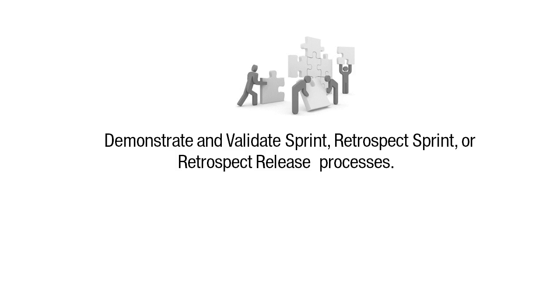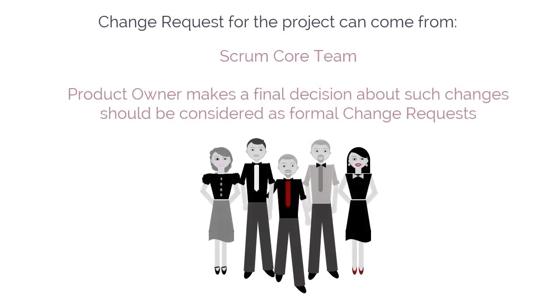Ongoing interaction between the Scrum core team members may motivate them to suggest changes or improvements to the product, service, or some other part of the project. Usually such changes, like any others, are captured in change requests, and the product owner makes a final decision about which such changes should be considered as formal change requests.